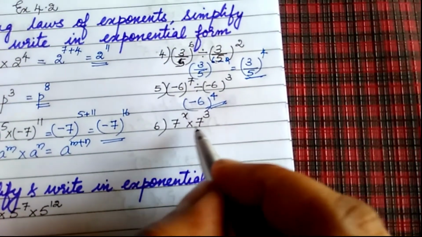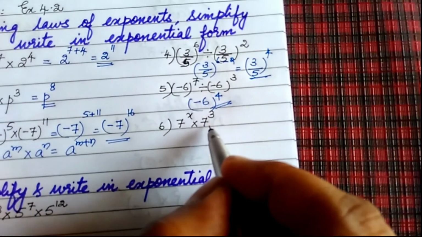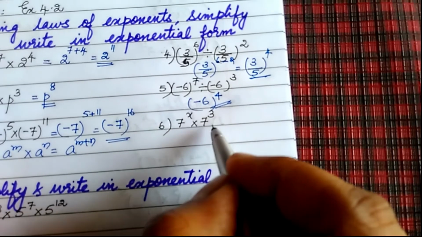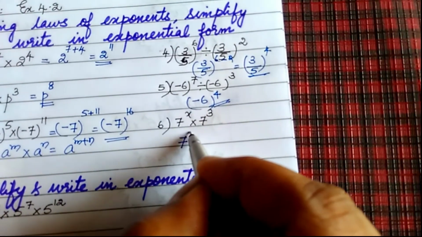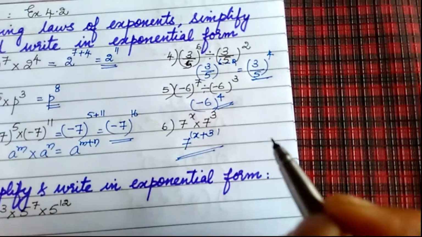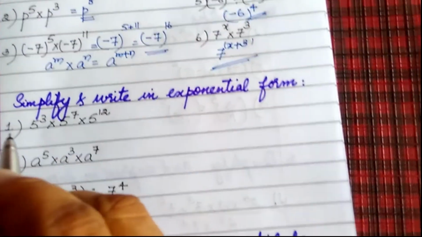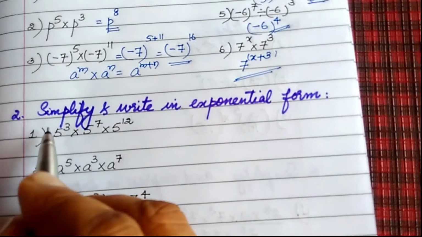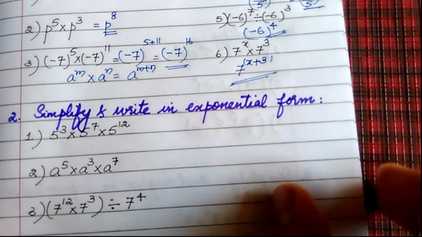Now here it is multiplication. So bases are same, 7 to the power x and 7 to the power 3. So it is 7 to the power x plus 3. Okay, put in brackets and this is the answer. Now next question, question 2: simplify and write in exponential form.